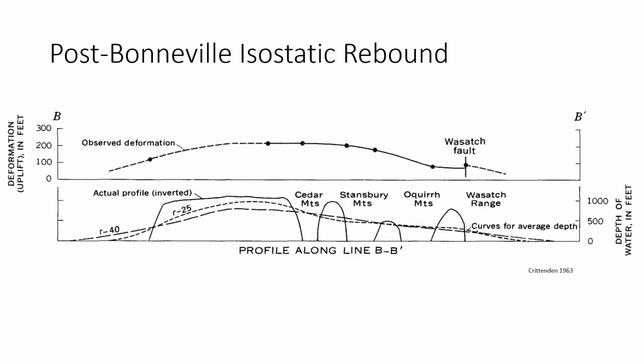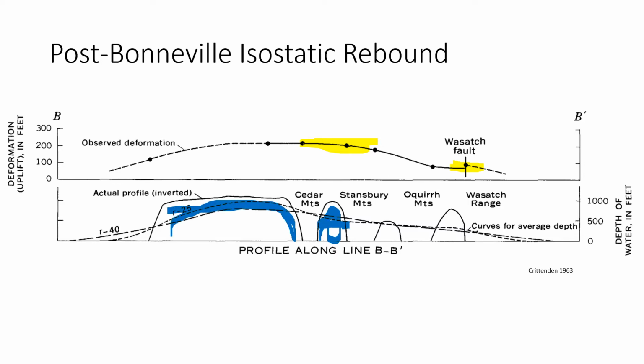This is a cross-section showing the amount of uplift across the Bonneville Basin. And so what we see, of course, near Rock Canyon, which is along the Wasatch Fault, we do have a little bit of uplift there, but it's not as much as what we see in the center of the lake. Now, down here on the bottom part of this graph, these humps here, these are the depth of the water at various points.